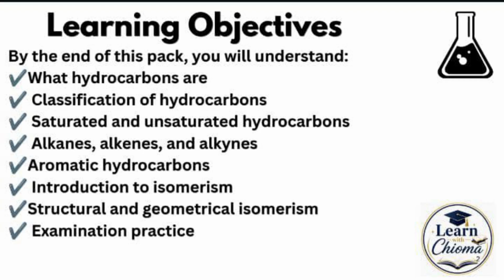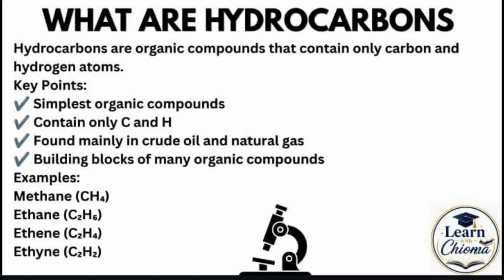What exactly are hydrocarbons? Let's begin with the most important question. What exactly are hydrocarbons? Hydrocarbons are organic compounds made up of only two elements, carbon and hydrogen. The word "only" is very important. If a compound contains other elements such as oxygen, nitrogen, or chlorine, it is no longer classified as a hydrocarbon. Although hydrocarbons have a simple composition, they are extremely important because they serve as the foundation for many substances used in our daily lives. Examples of hydrocarbons include methane, ethane, ethene, and ethyne.